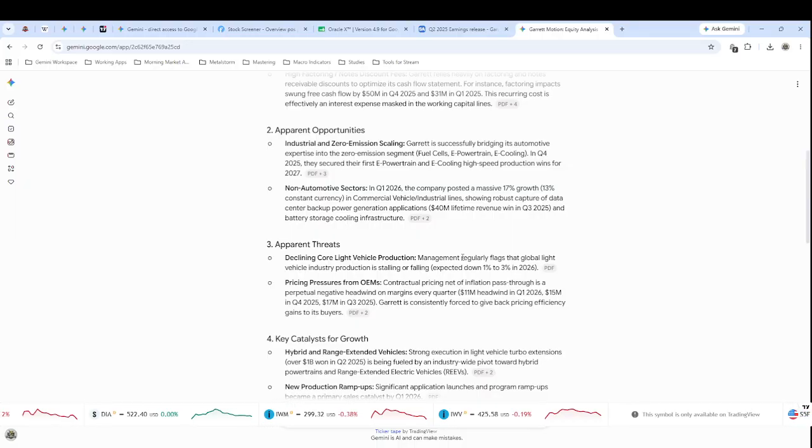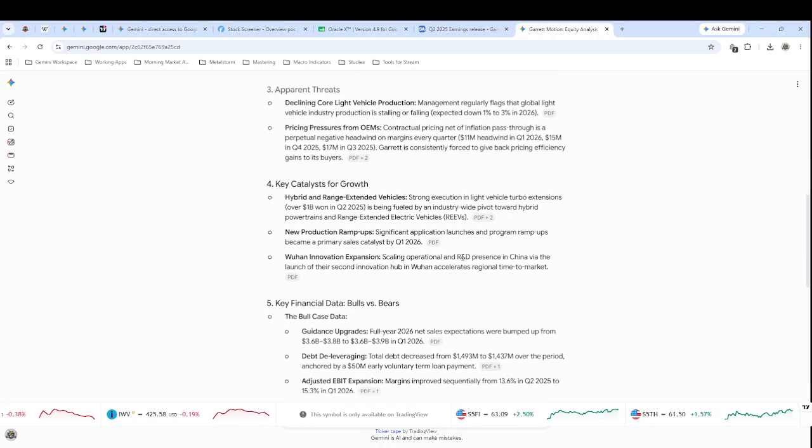Pricing pressures for OEMs. Now this one here, right? Contractual pricing, net of inflation pass through, is a perpetual negative headwind on margins every quarter. $11 million headwind in Q1 2026, $15 million in Q4 2025, $17 million, and it's increasing. That's a problem. That is a problem. The one thing we don't like, declining margins.